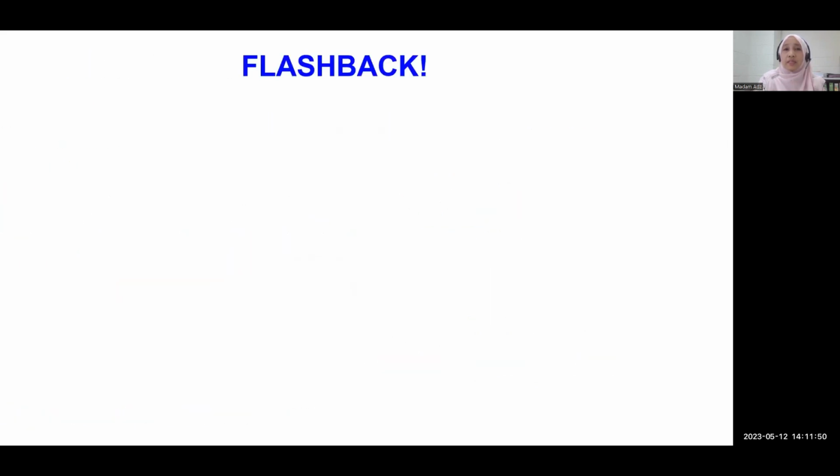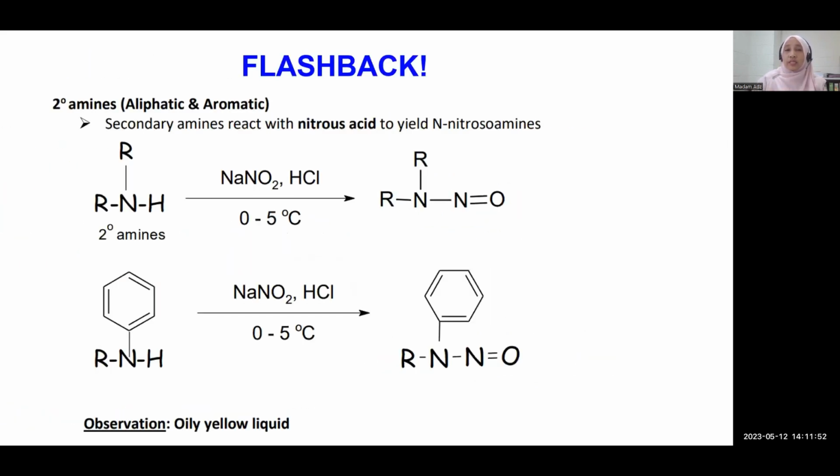For the secondary amines, okay, so this one is applicable for both aliphatic and also aromatic. It's just that untuk primary tadi dia ada dua bahagian lah. Kalau aliphatic dia memang tak stable, dia akan dissociate. Tapi kalau untuk yang aromatic dia more stable, dia boleh form banyak reaction lah. Okay, so untuk secondary amines, for both aliphatic and also aromatic, dia akan react dengan nitrous acid to yield N-nitrosoamines. So N-nitrosoamine ini will be observed as oily yellow liquid.